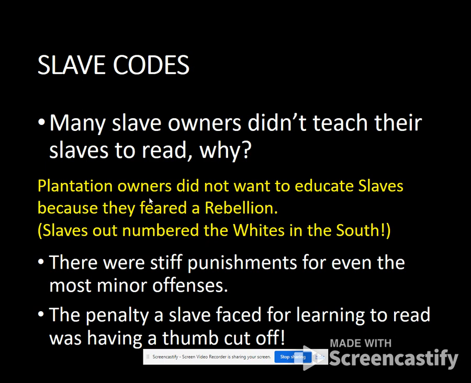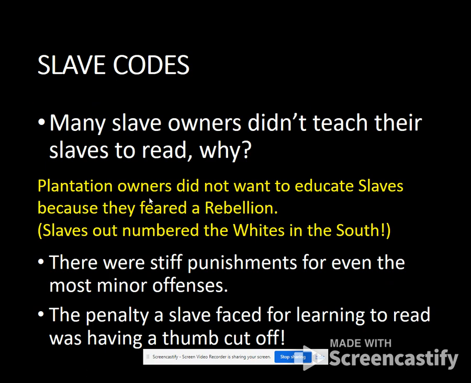They didn't want to educate them because they knew that if the slaves were to fight back, and if they were educated, then it would be harder for the slave owners, the plantation owners, to keep them from winning. And so there were stiff punishments for even the most minor of offenses. The penalty for a slave that was caught trying to read could be having his thumb cut off.